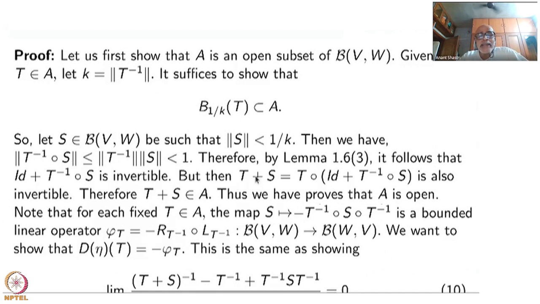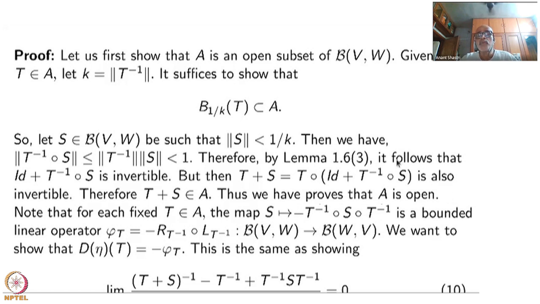But then you can write T plus S as T composite identity plus T inverse S, because T and T inverse cancel away, leaving S. T is invertible, T is a similarity, and this is invertible. So the composite is invertible. So T plus S is an element of A. So these are the points inside this ball. Every element here looks like T plus S, where norm of S is less than 1 by K. That is the ball. So the whole ball is contained inside A. That's all. We have proved that A is open.